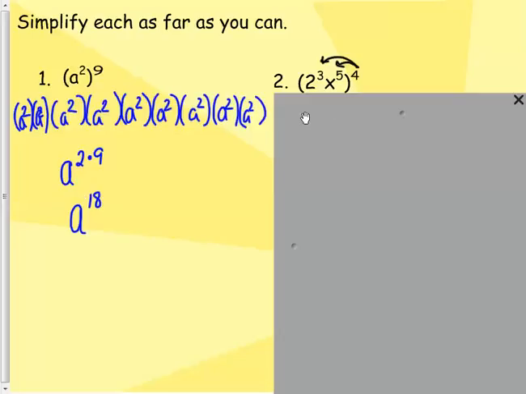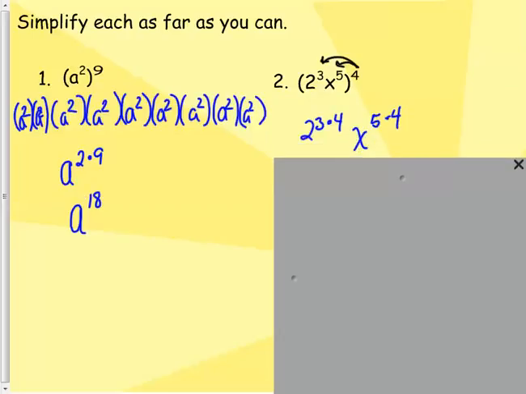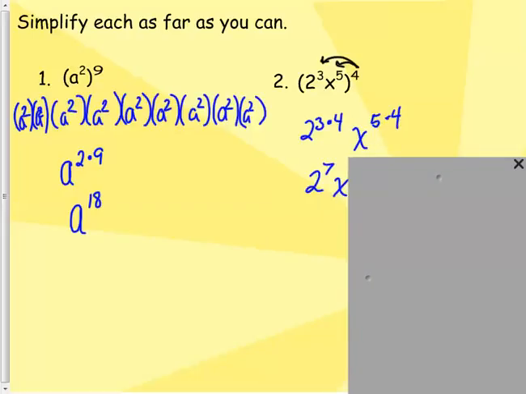Okay, so what you do for this one is this would be like 2 to the 3rd power times 4 and x to the 5th power times 4. So that would be 2 to the 12th power, not 7. And this would be x to the 20th power. So the misconception is that you would add them, which is not what you do. Make sure that you know the difference.